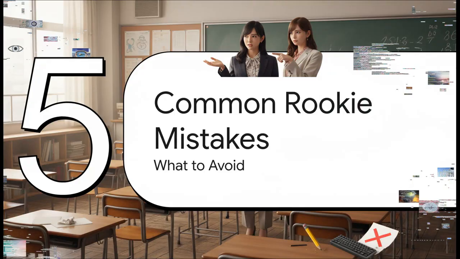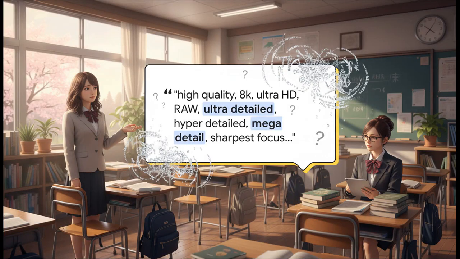Now, before you run off to create, let's quickly cover a few common slip-ups that, trust me, everyone makes when they're starting out. Avoiding these will save you a lot of frustration. First up is what I like to call buzzword soup. We have all seen prompts like this. Just a long, rambling list of every single quality word you can think of. It feels like it should work, right? But it actually just confuses the AI.